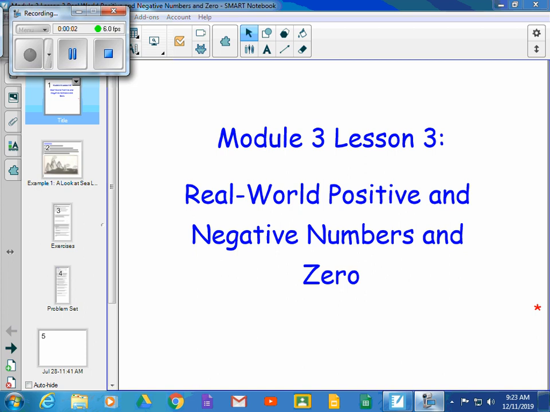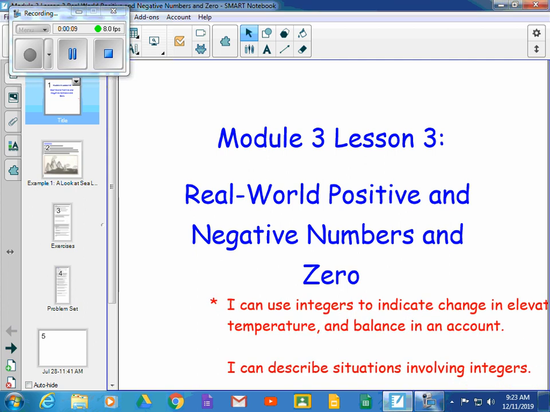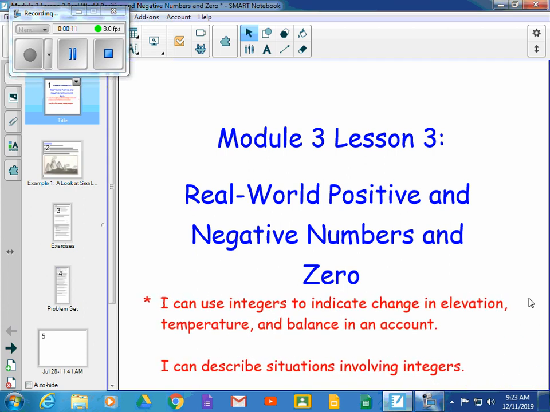This is Module 3, Lesson 3, titled Real World Positive and Negative Numbers and Zero. The goals of this lesson are: I can use integers to indicate change in elevation, temperature, and balance in an account. And I can describe situations involving integers.